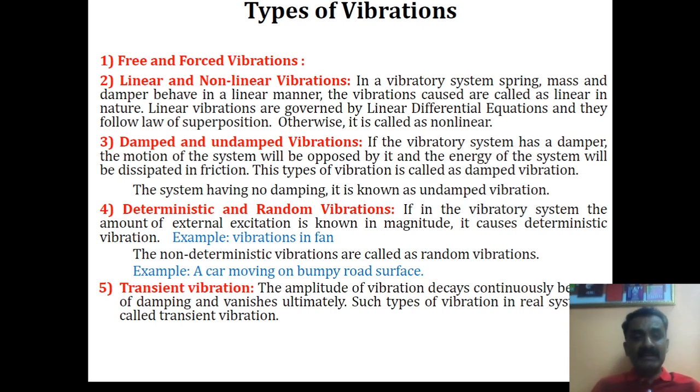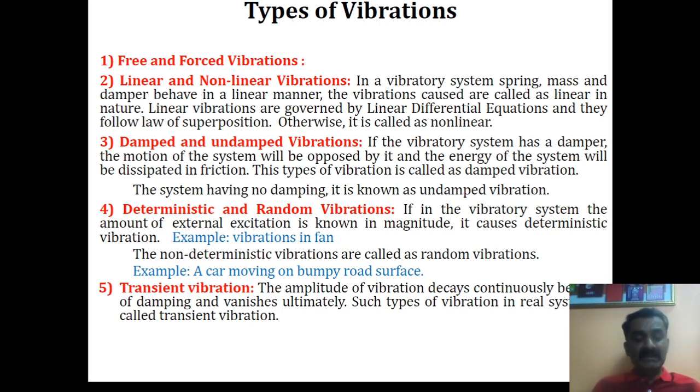Deterministic and random vibrations. If in a vibratory system the external excitation is known in magnitude, it causes a deterministic vibration. We take the example of a fan. When the fan starts vibrating, we know what input is provided to that vibration, so we are able to determine the amplitude of the vibration. That type of system is called a deterministic system. Non-deterministic vibrations are called random vibrations. A car moving on a bumpy road surface or an earthquake, these are all random vibrations.